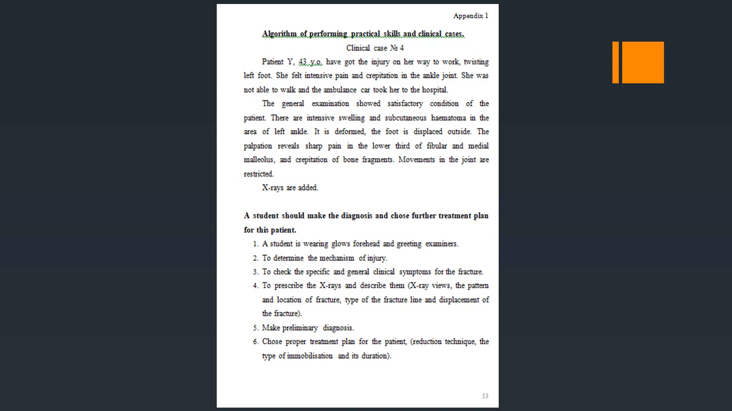So before entering the station, you are reading the clinical case carefully. There is information that the foot was twisted and the injury occurred in the ankle joint. So that is an indirect mechanism. The patient fell down and the ambulance took her to the hospital. So the first medical aid was provided here. So you shouldn't do that. But you should examine the patient, make the diagnosis, and make the treatment.